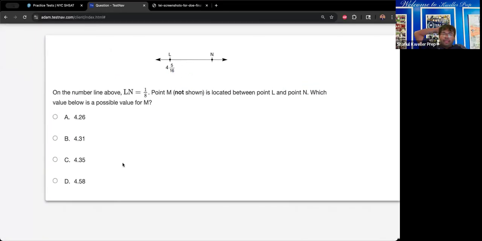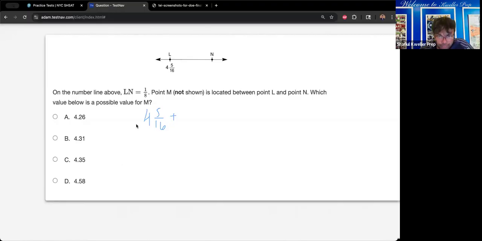On the number line, LN is equal to 1/8. Point M, which is not shown, is located between point L and N. What is a possible value for M? To find a possible value for M, let's solve for N. LN is 1/8, so you have to do 4 and 5 over 16 plus 1 over 8, convert it into 16.